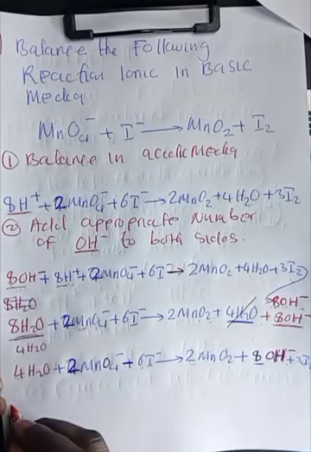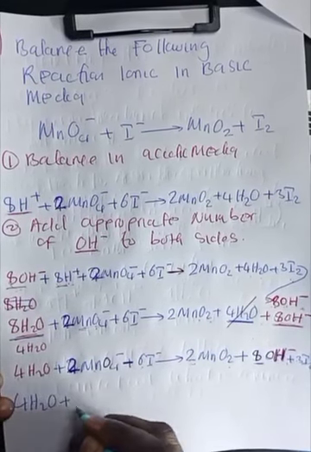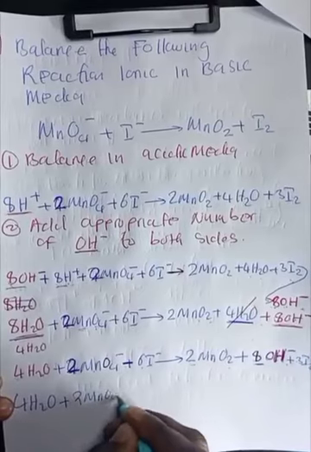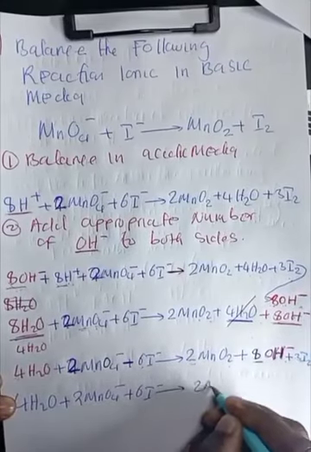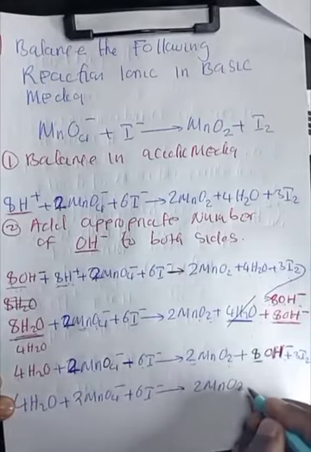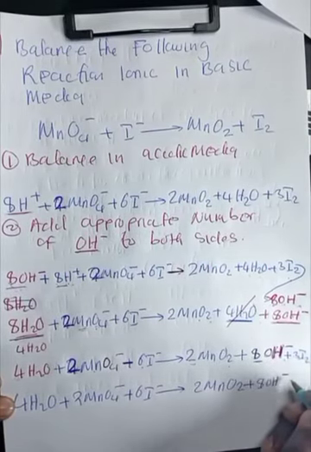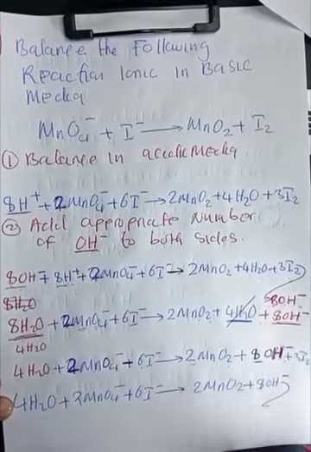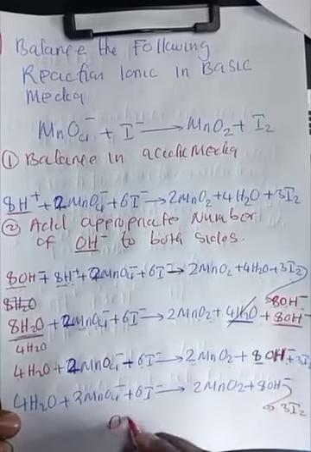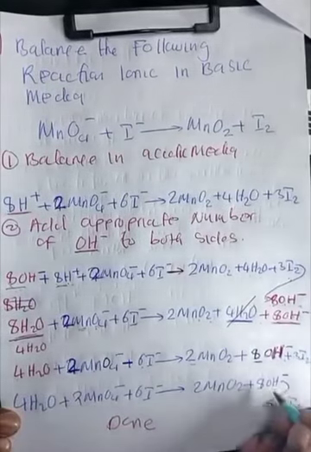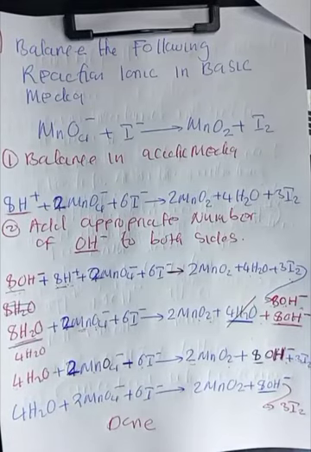So meaning this is our final answer now. We have 4H2O plus 2MnO4 minus plus 6I minus. We are producing 2MnO2 plus 8 hydroxide ion. So due to lack of space, I'll put it here, plus 3I2, meaning we are done, because the presence of hydroxide ion is basically telling you that the reaction is in basic medium.